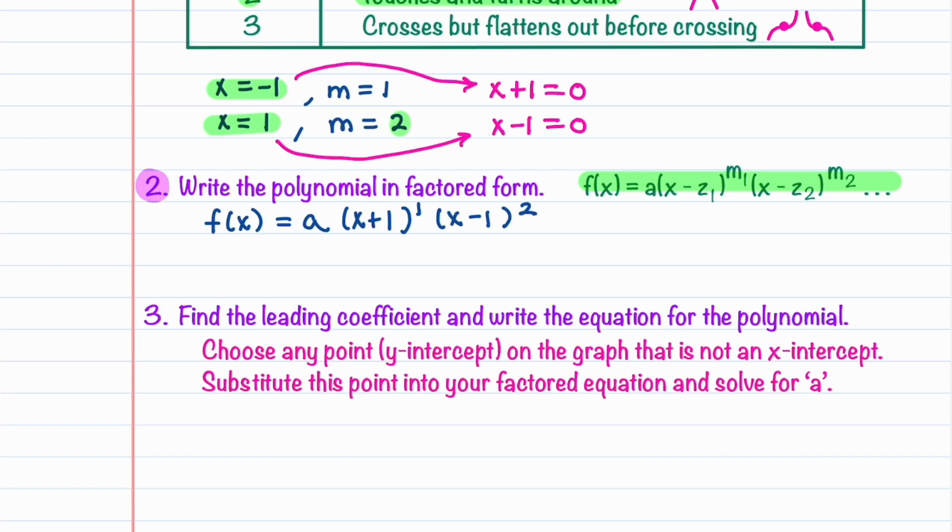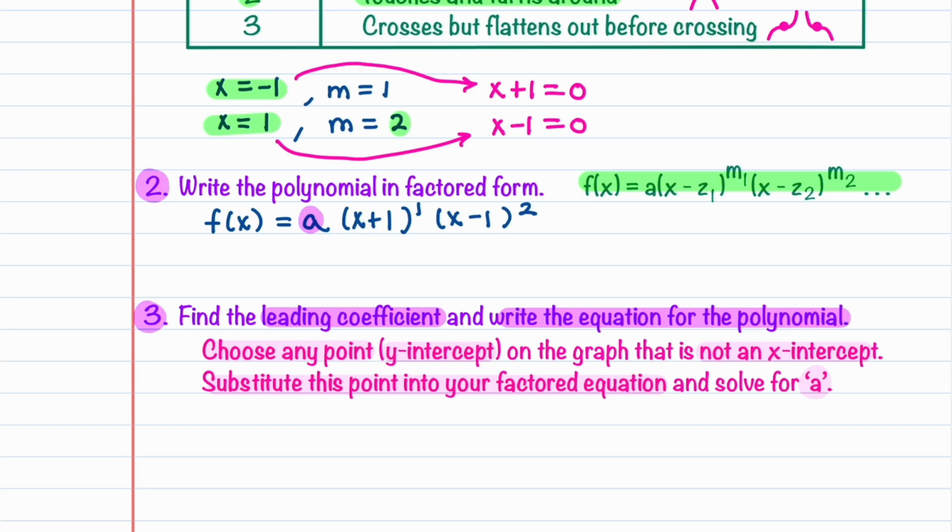Now we're ready to go on to our last step. Our last step says that we have to find the leading coefficient. That's our a. And then just write the equation for our polynomial. To find the leading coefficient, we're going to choose any point on the graph that is not the x-intercept. Often this point is the y-intercept. That's the easiest one to pick because at the y-intercept, x is equal to 0. And then we'll just substitute this point back into our factored equation and solve for our leading coefficient.